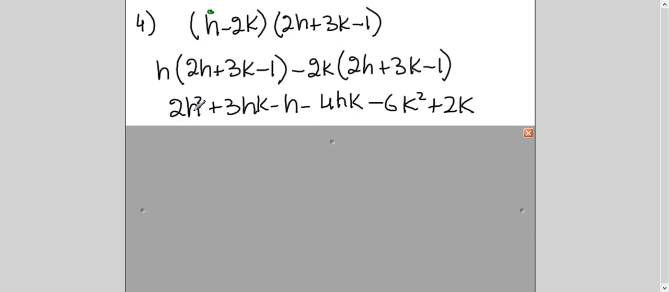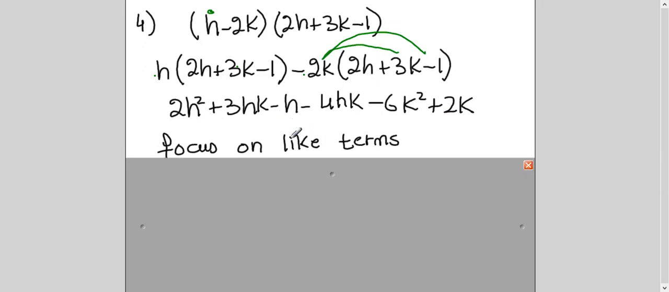H multiplied by 2h is 2h squared. H multiplied by 3k is plus 3hk, because this is plus, so signs will not change. H multiplied by minus 1 is minus h. Now minus 2k will multiply by these 3. Minus 2k multiplied by 2h is minus 4hk, 2 2s are 4. Then this multiplied by this, 2 3s are 6k squared. And then minus 2 multiplied by minus 1 is plus 2k, because minus multiplied by minus is plus. Okay, so be careful about sign.